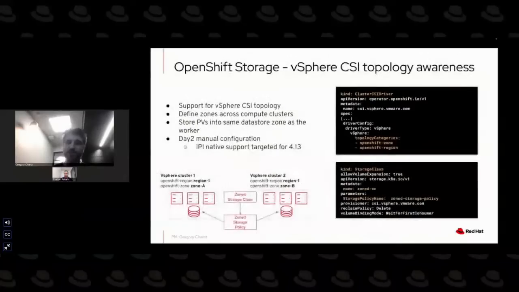Another update on the VMware side, we are introducing support for vSphere CSI topology awareness. This allows operators to create zones across multiple vSphere clusters and ensure that the PVs are stored in the same data store zone as the worker running the pod. It's quite useful for defining failure domains and making sure that storage remains local to that zone.